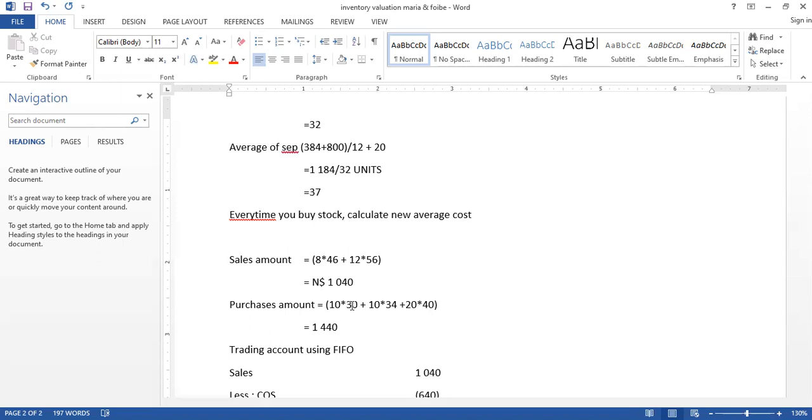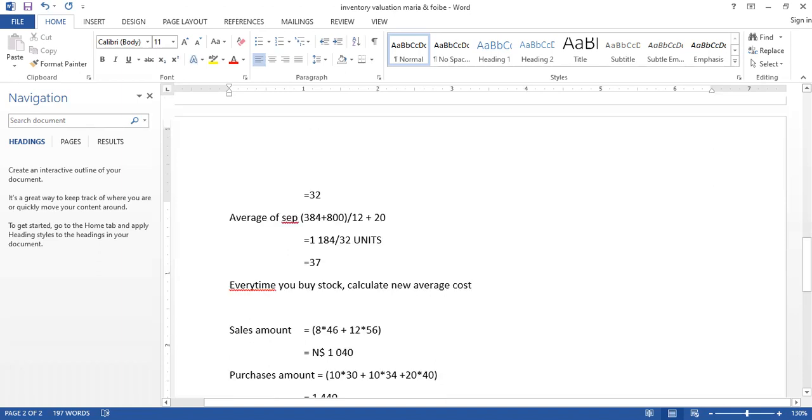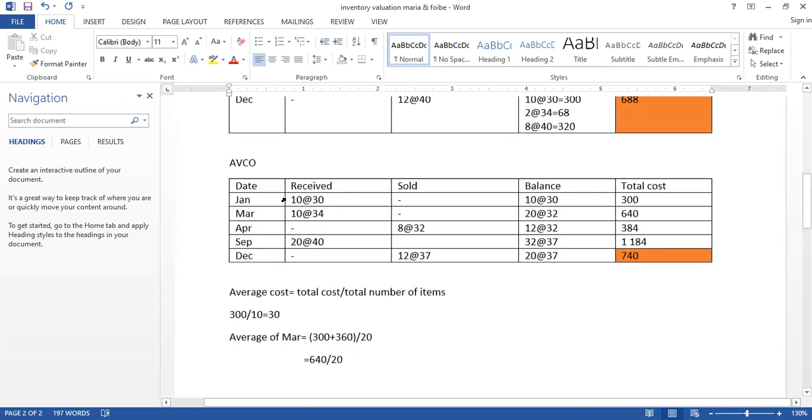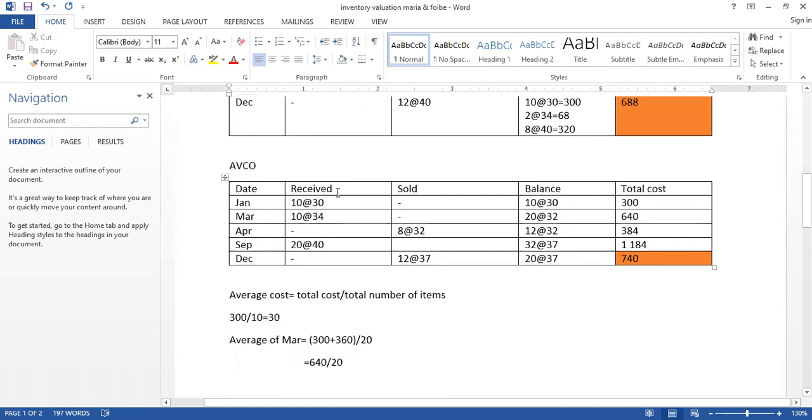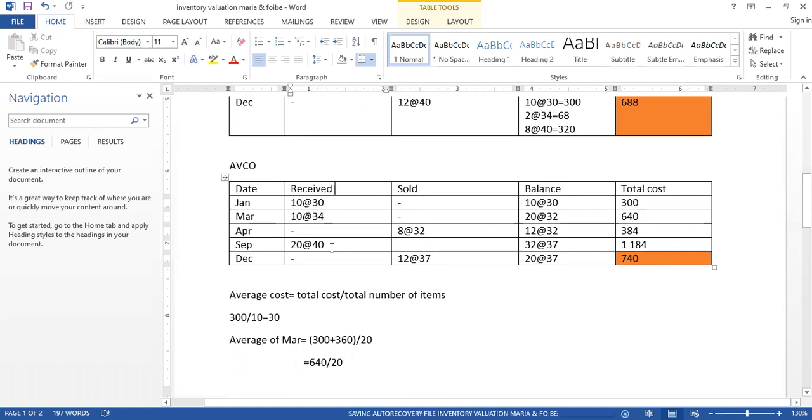Okay. And then when you're asked to calculate your purchases amount, you go to the received or the bought column, ne? So you calculate your total cost of all the items that you bought. You know that you bought 10 items at the price of 30, and then 10 items at the price of 34, and then 20 items at the price of 40. So you just add them together, so 10 times 30, 10 times 34, and 20 times 40. Then you get your total purchases amount. Okay. Do you understand? Yes.